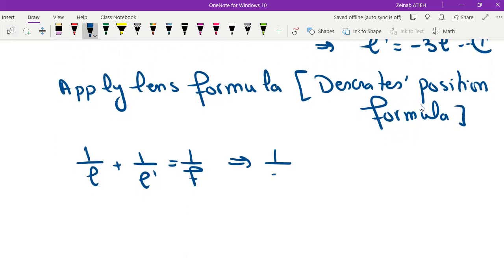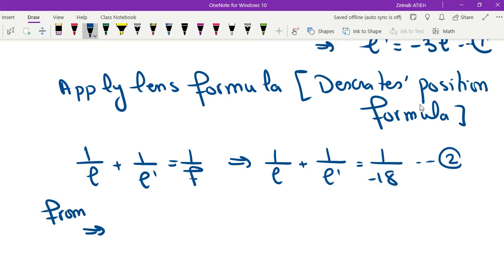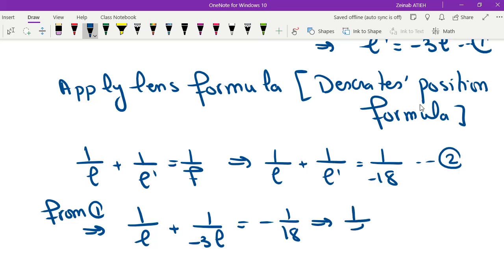Implies 1 over L plus 1 over L prime equals 1 over f. Don't forget to substitute f as negative. I substituted f in centimeter, so I get L and L prime. This is equation 2. So I will take the relation I got from equation 1 and substitute it here. So from 1, I will merge both equations together: 1 over L plus 1 over minus 3L equals minus 1 over 18, implies let's take 1 over L common. For people who find difficulty with the calculation, this is easier for them.